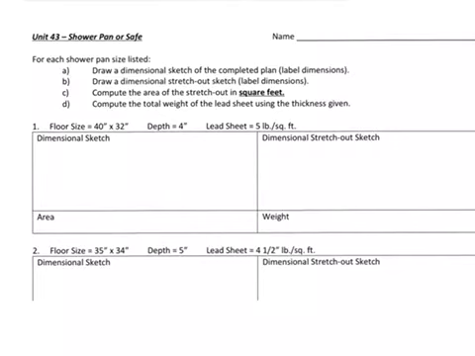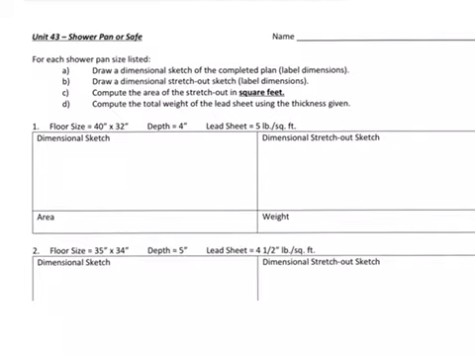Unit 43, shower pan or safe. For each shower pan size listed, there are 4 things that we're going to do. A, draw a dimensional sketch of the completed pan and plan and label the dimensions. B, draw a dimensional sketch stretch out and label the dimensions. C, compute the area of the stretch out in square feet.